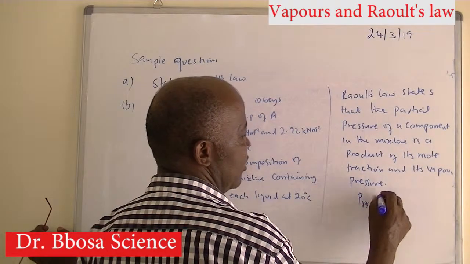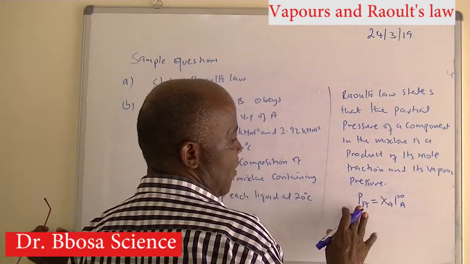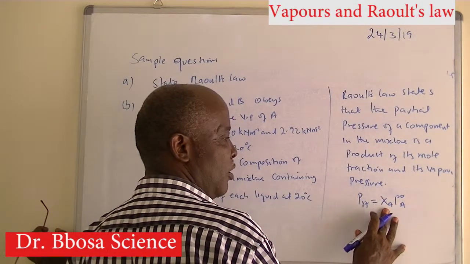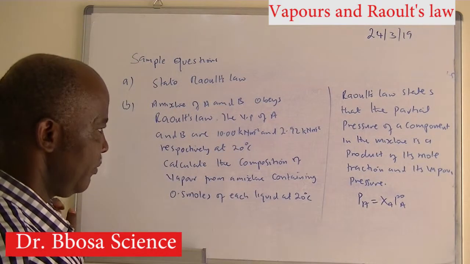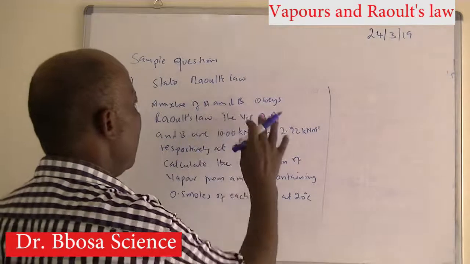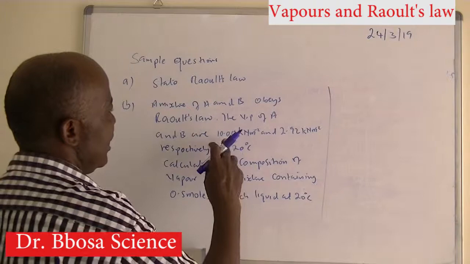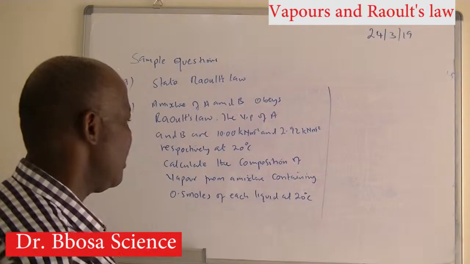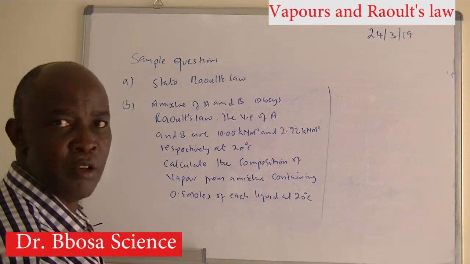Partial pressure of A is equal to the mole fraction of A times P naught A, where PA is the partial pressure of A, XA is the mole fraction of A, and P naught A is the vapor pressure of pure A. Part B: a mixture of A and B obeys Raoult's law. The vapor pressures of A and B are 10 and 2.9 kilonewtons per meter squared. Calculate the composition of the vapor.